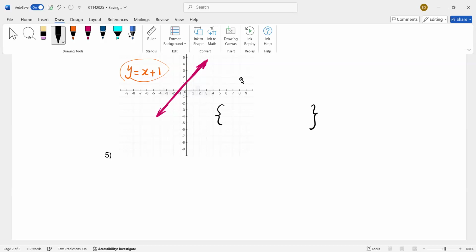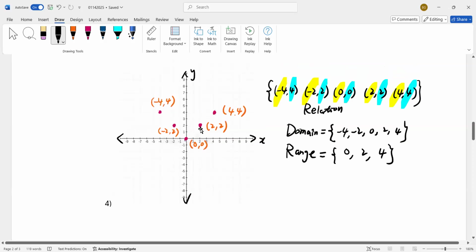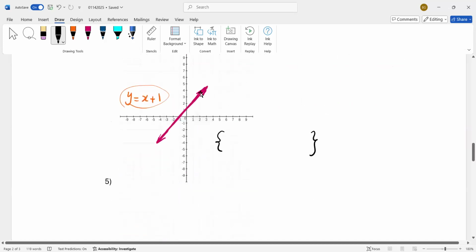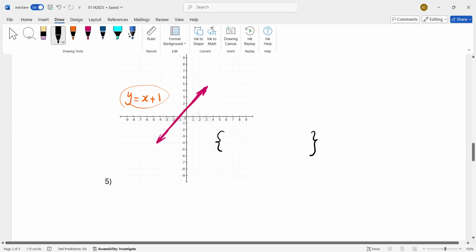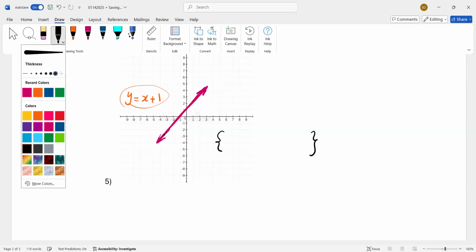Okay, the answer is correct. But what are those ordered pairs? How do you identify the ordered pairs? Earlier in number 4, the graph only has 5 points, so it's easy just to write them out, right? List them here. But how many points do you see on this straight line? Many. There's a lot.